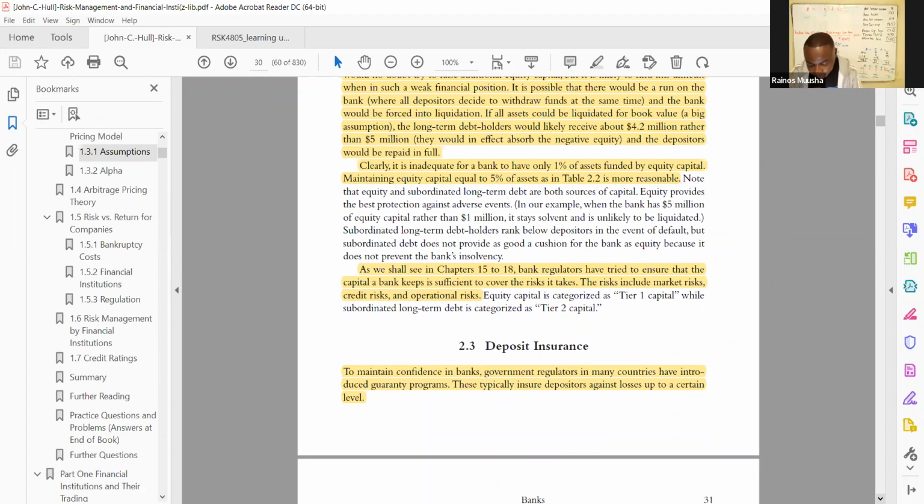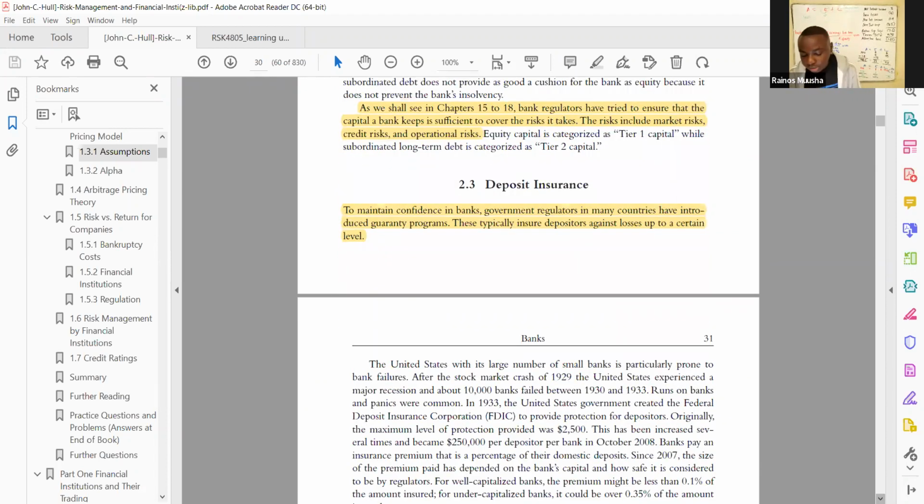On section 2.3, we look at deposit insurance. Here they say, to maintain confidence in banks, government regulators in many countries have introduced guarantee programs. These typically insure depositors against losses up to a certain level. From a South African perspective, the last time I checked, it was still at a proposal phase. I'm not sure if they've updated it or if it was promulgated.